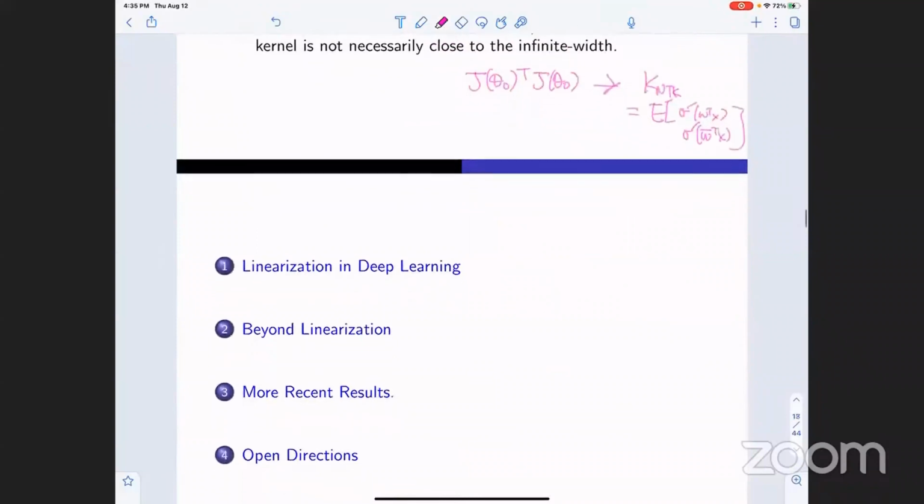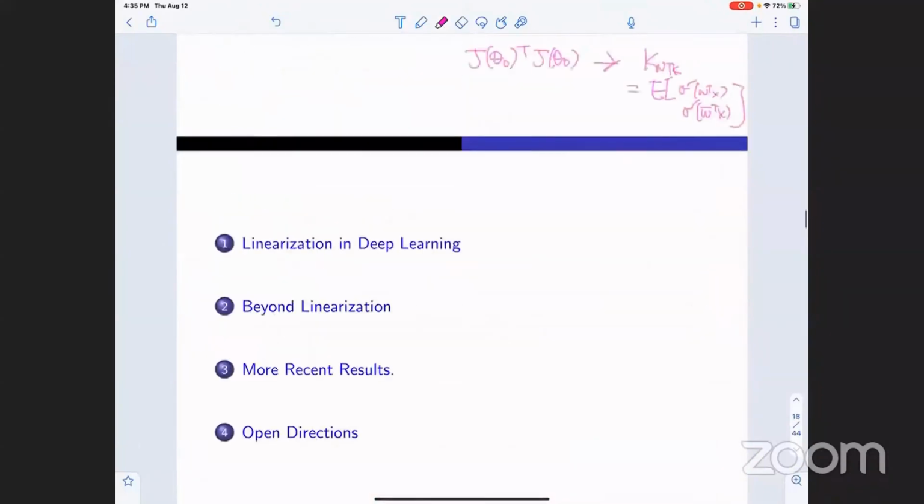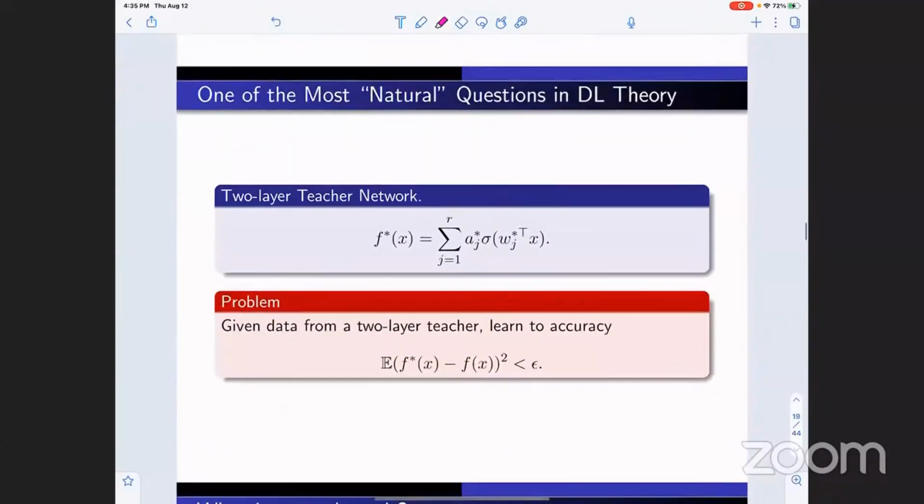Okay. So that's kind of what I wanted to say about linearization. And now I want to move on to a slightly different question to motivate why linearization is not enough for what we desire. So at the end of the day, we are concerned with statistical learning, not necessarily with optimization.